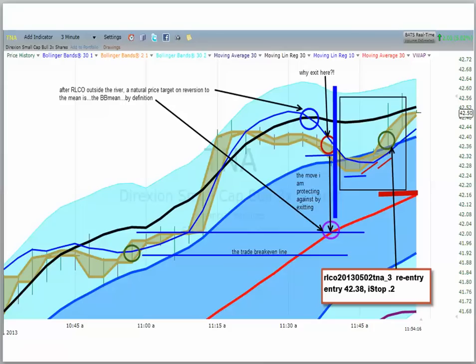But really, the purpose of this exit is to lock this leg in and protect against this move. And then anywhere between here and really the bottom of the river, I'm willing to re-enter on this kind of price pattern that you see inside the black box.